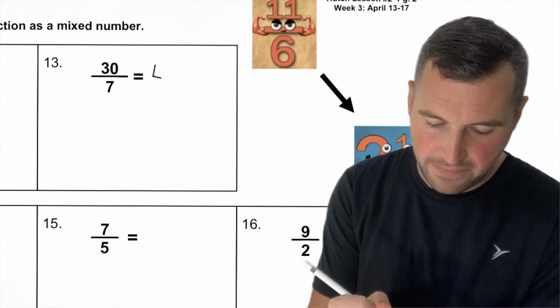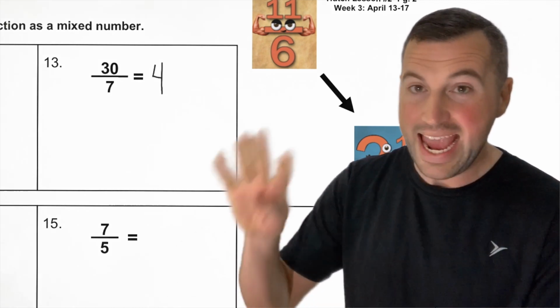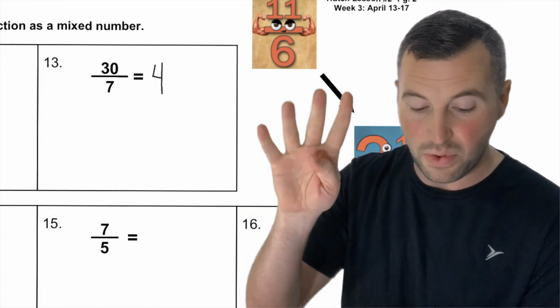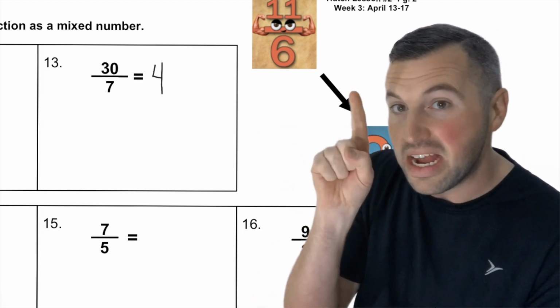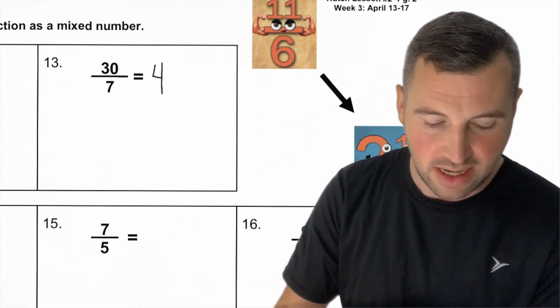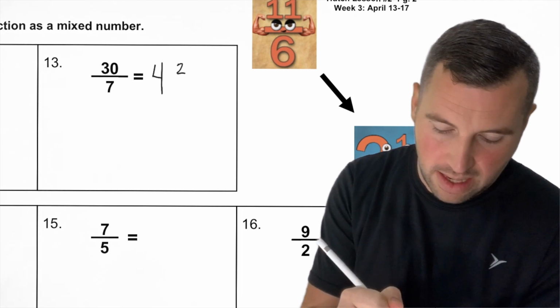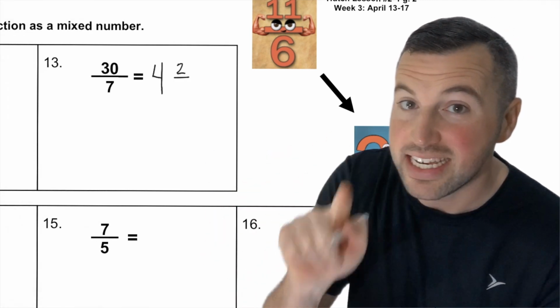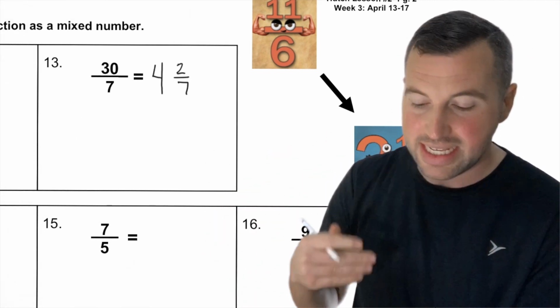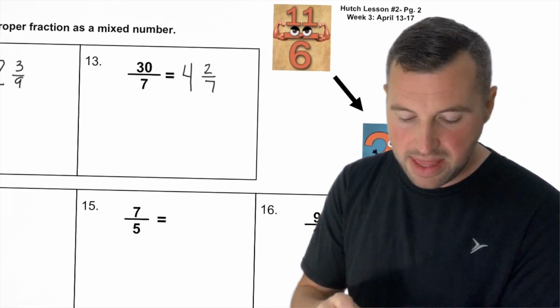I'm going to write my big 4 here. And how much extra? Remember, I was at 4 times 7 is 28, 29, 30. 2 extras, or 2 remaining. And what's the size of the pieces? This didn't change. They are still 7th size pieces. Okay? All right, that is the process.